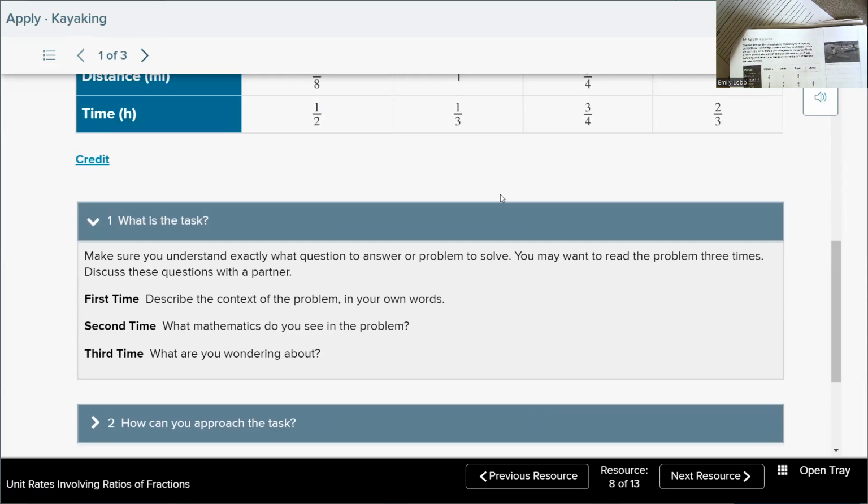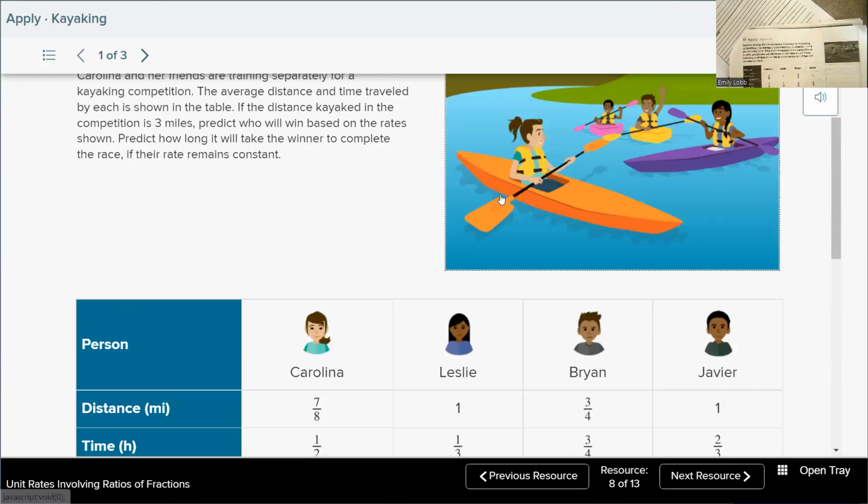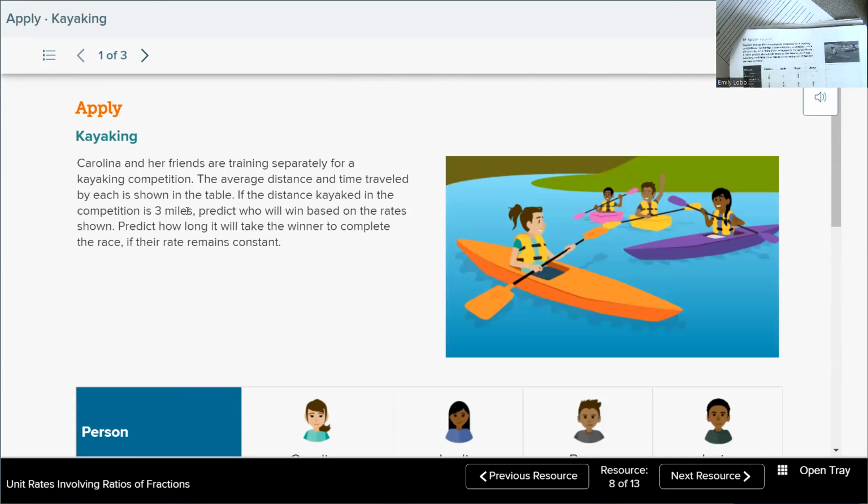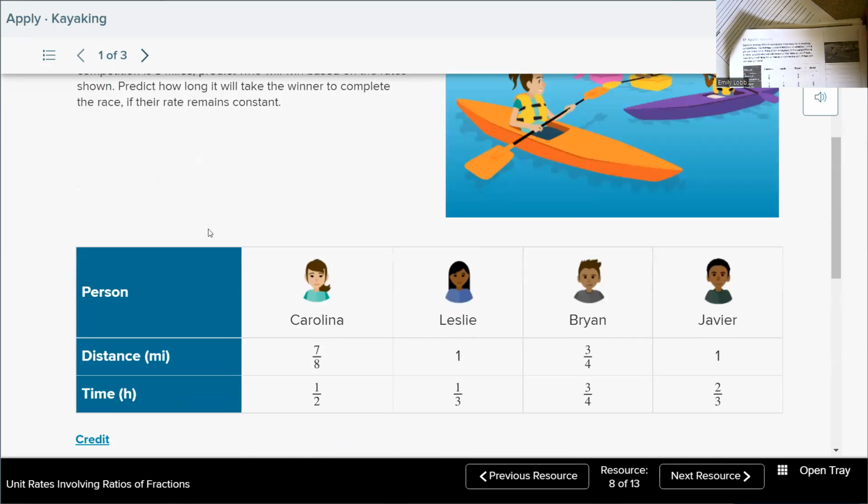What is our task? We're trying to figure out how long it will take each of them to finish what? The kayaking race, right? And how long in distance is the kayaking race? It's 3 miles. So we know how long they've gone. Some of them will be easy because some of them have already gone a mile, right? We can just multiply that by 3, but others of them have only gone part of the mile. So we have to figure that out.